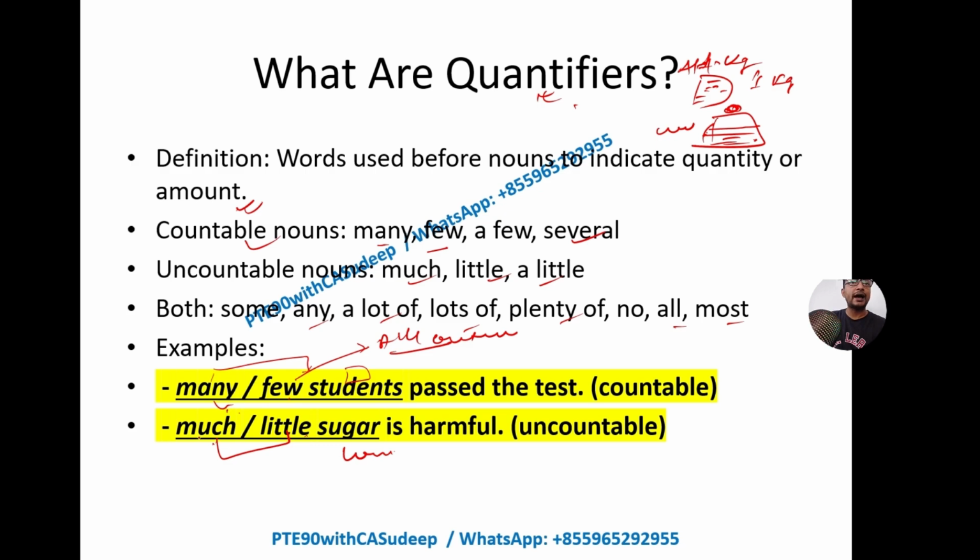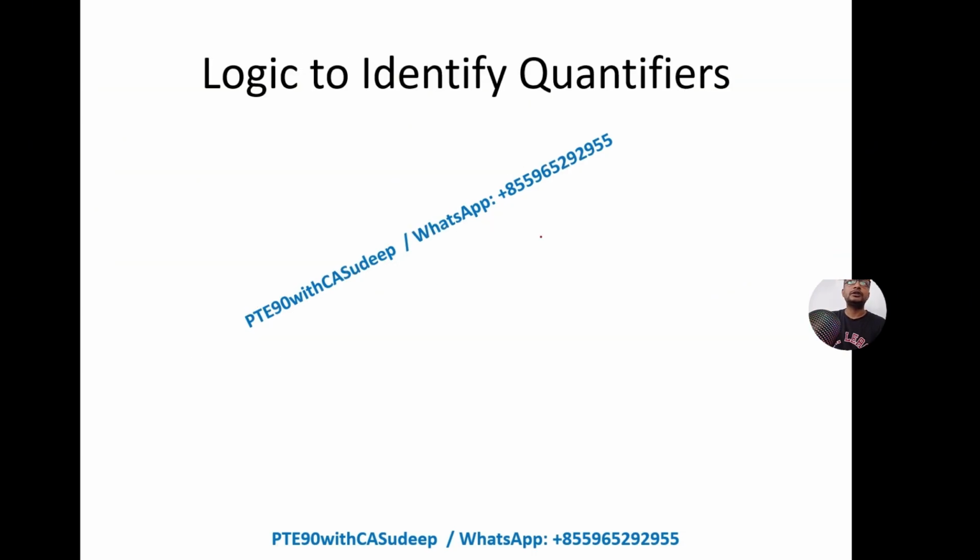If you want to denote the higher quantity, use much. If you want to denote the lower quantity, use little. Similarly for many or few, like students: if you want to denote the higher quantity of the countable noun, use many; the lower quantity of the countable noun, use few. Many students, much sugar. So this is your Bible: many students, much sugar.